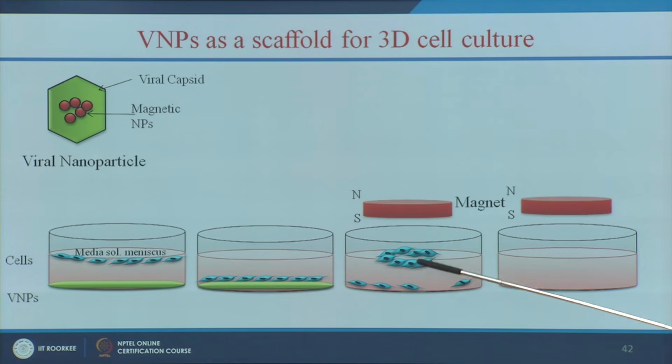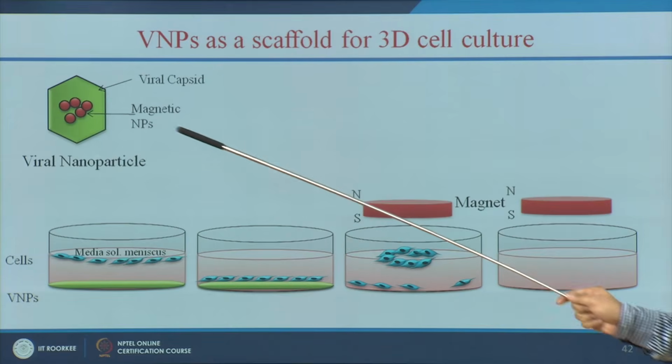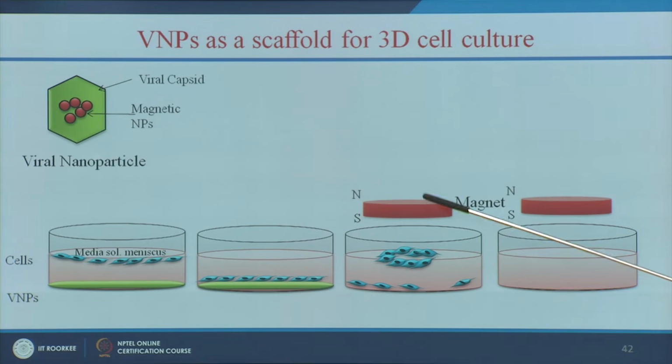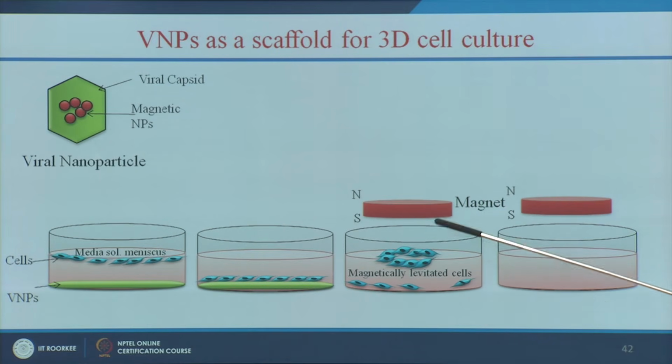When you add the cells, they will bind to this, and when you apply the magnetic field it will elevate. So why is it elevating? Because it has magnetic nanoparticles inside. When you apply this magnetic field, all the cells will be lifted, and when you grow the cells in this same condition, the cells will become a 3-dimensional cell culture. If you want to test the efficiency of any drugs, you can add it to this 3-dimensional cell culture, and that will closely mimic your in vivo animal studies.